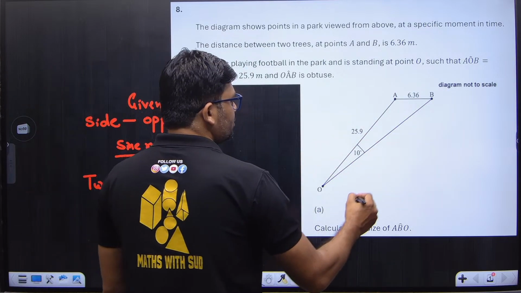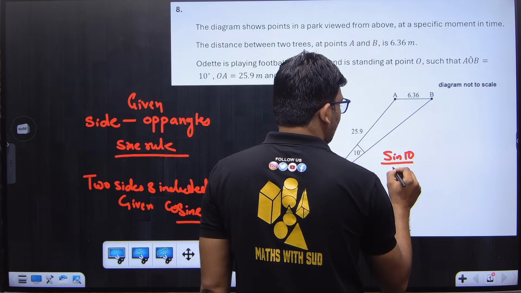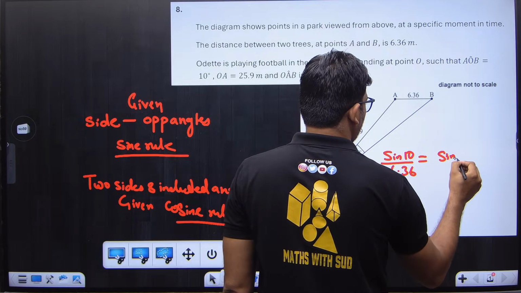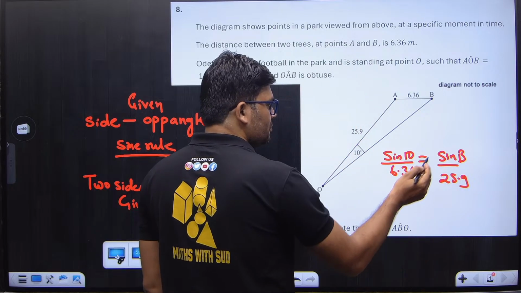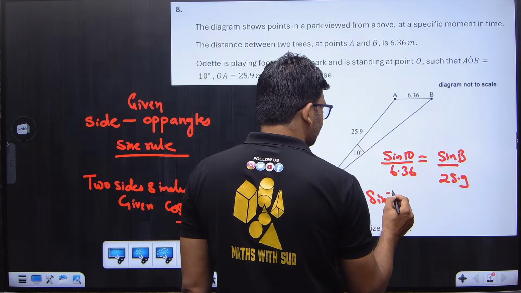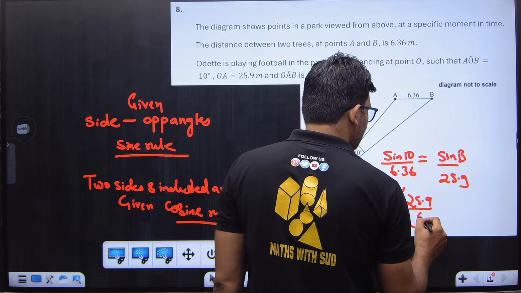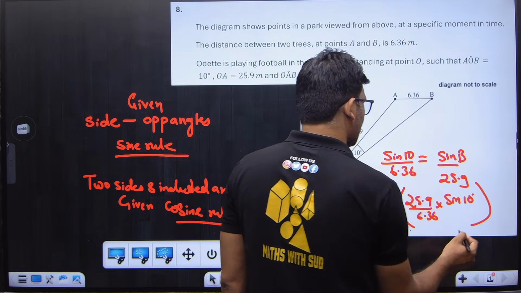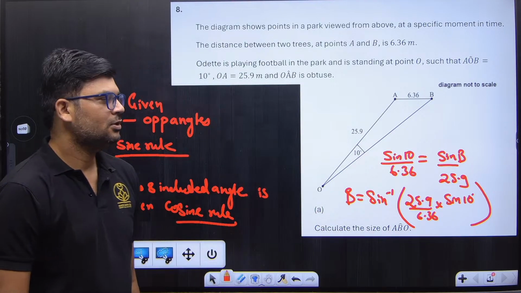So how to find which theorem to use? We will write sine of 10 degree divided by 6.36 is equal to sine of B, the angle that we need to find, divided by 25.9. So B will be sine inverse of 25.9 divided by 6.36 into sine 10 degree. To calculate this, find the inverse of this and you will get your angle. Alright?